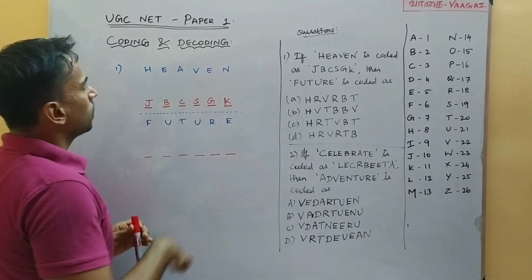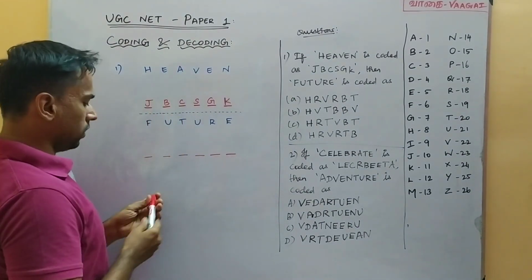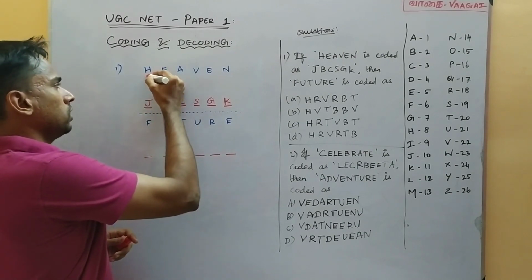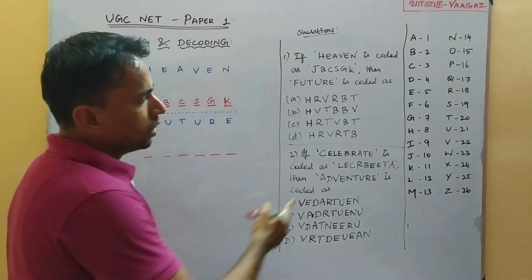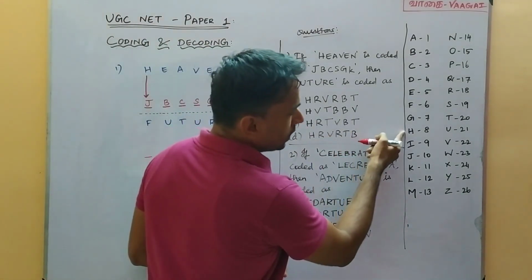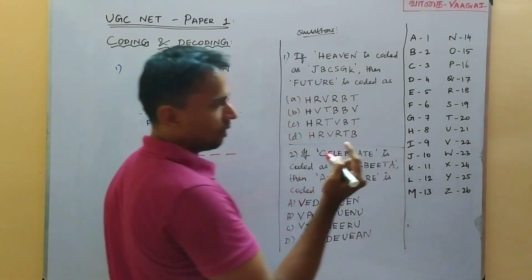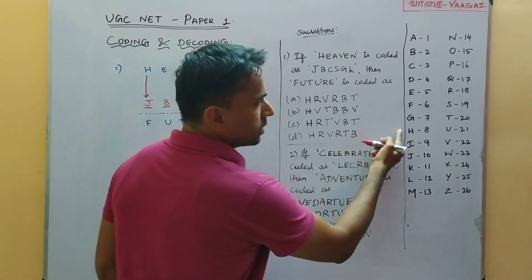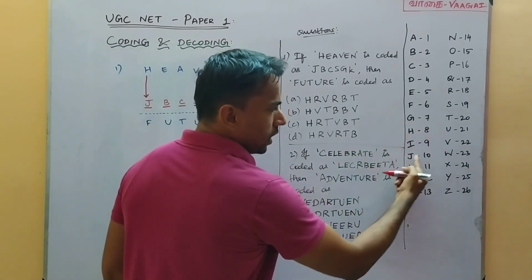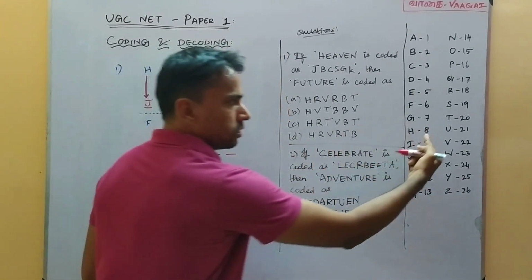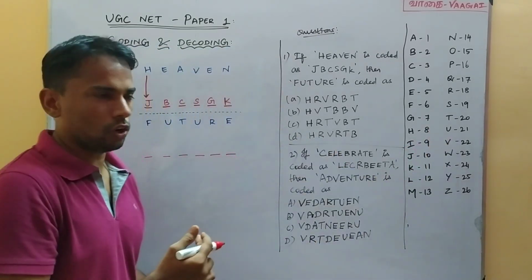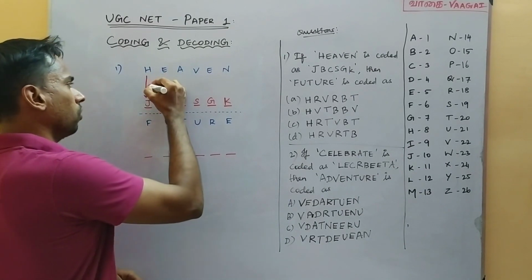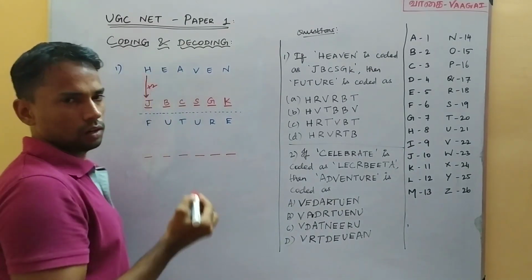Yeah, we'll start. Heaven, start from the first letter. So H, in the place of H we have this J in our code. So H to J they have traveled. H is at 8th position, J at 10th position. So they have traveled 2 positions in the forward direction, is it or not? So 2 positions forward, I am putting plus 2 here.